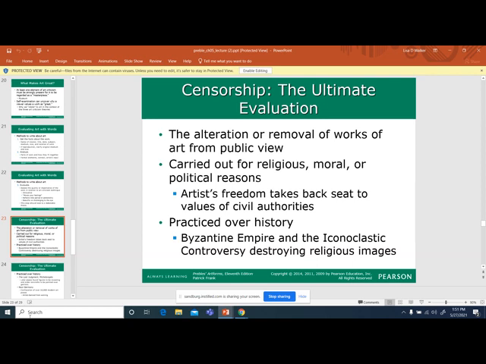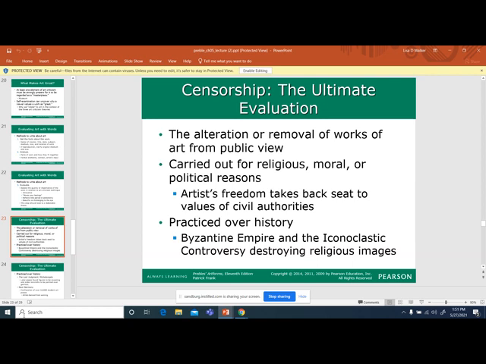Sometimes these various instances of censorship have been religious or moral or political. And some people say that the freedom of the artist has to take a backseat to the values of civil authorities. If the mayor says this is a bad painting, I don't want anybody in my city to see it, that should be good enough. The artist's rights and my rights to see it are trumped by that. That's not how I feel, but some people say that.